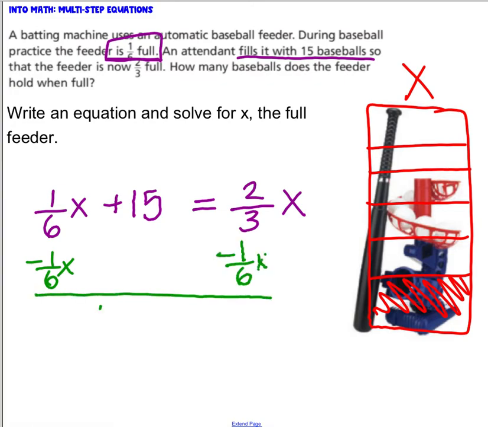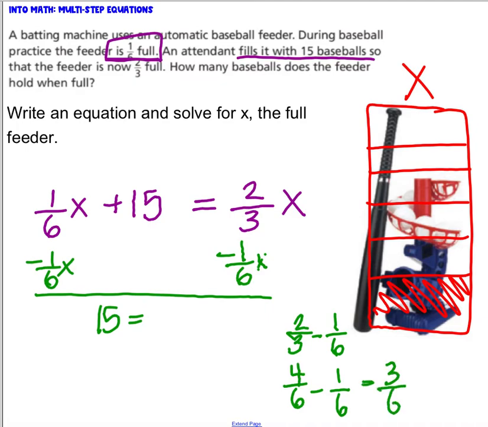Okay, fraction operations. So 15 is equal to, what's 2/3 minus 1/6? You need a common denominator of 6. So times 2 is 4/6 minus 1/6 is 3/6. And we know that 3/6 simplifies to 1/2. So 15 is equal to 1/2 x.